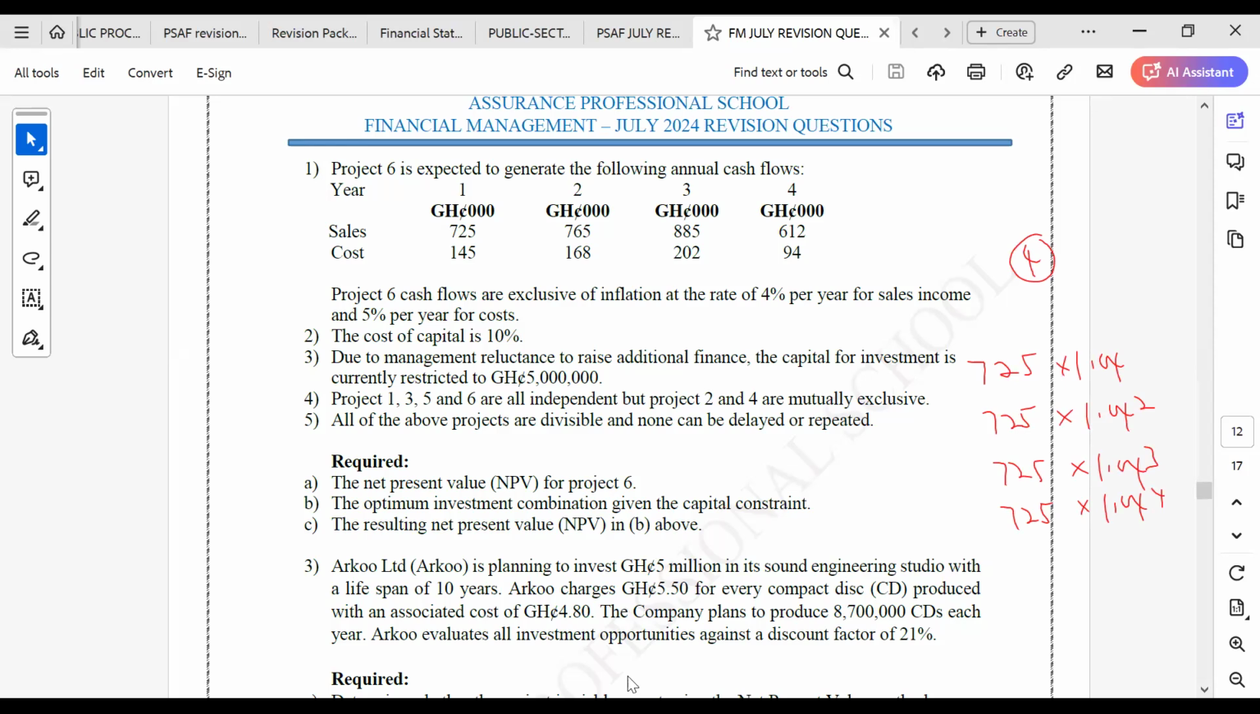So you still do it with the different figures, but it will be the 725 for the first year multiplied by the increase. The second year the inflation will now be 2, so that will be 1.04 multiplied by 1.04 multiplied by this figure.